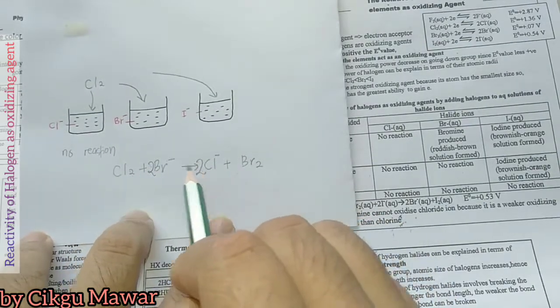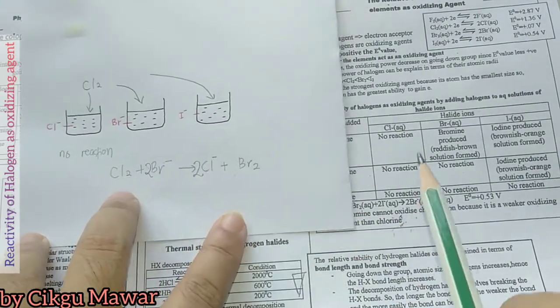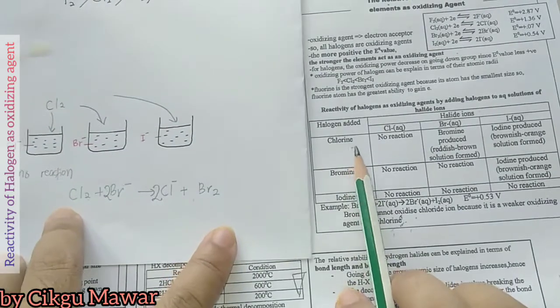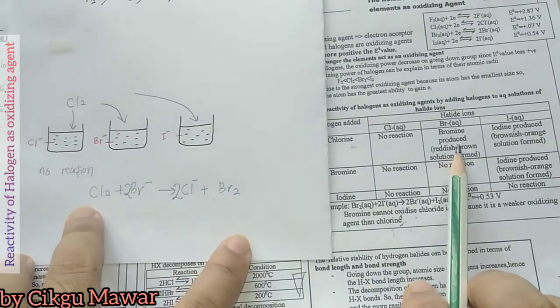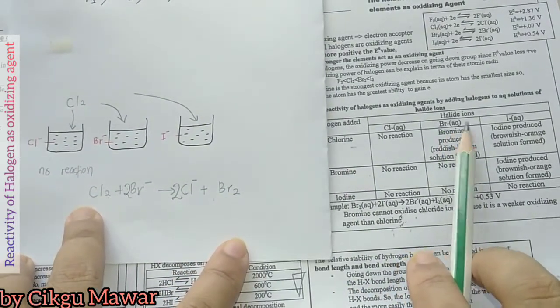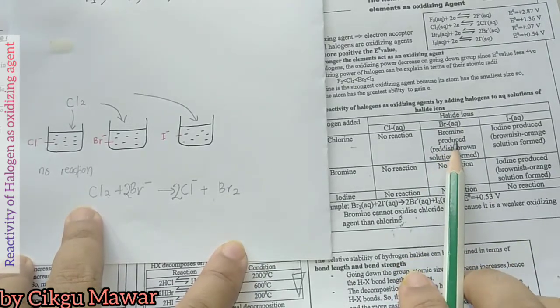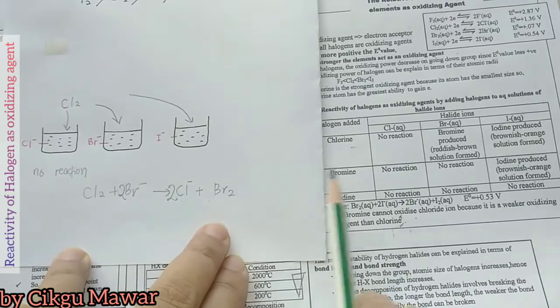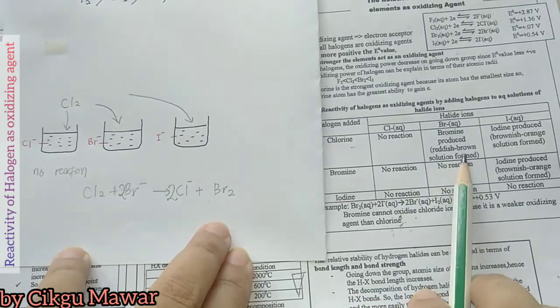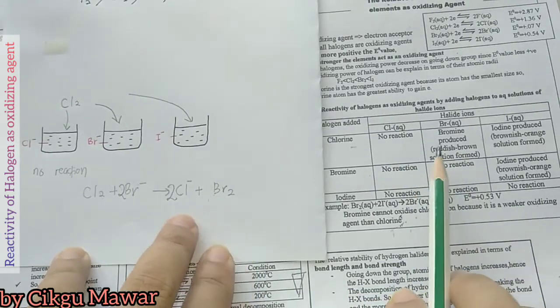Then what is the observation here? Refer to our table. When we pour chlorine into the bromide ion, what do we get? Bromine is produced, and the observation is that a reddish brown solution will be formed.